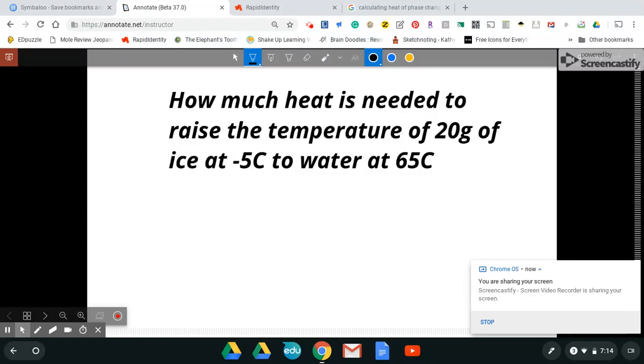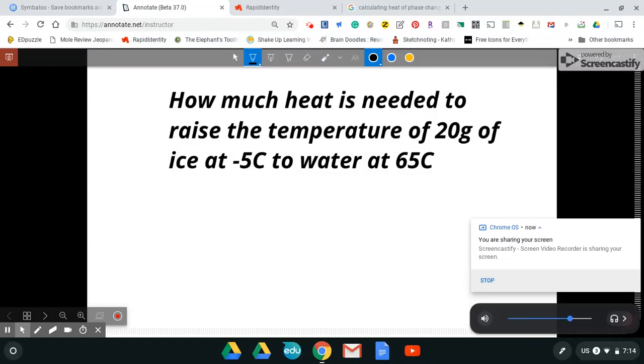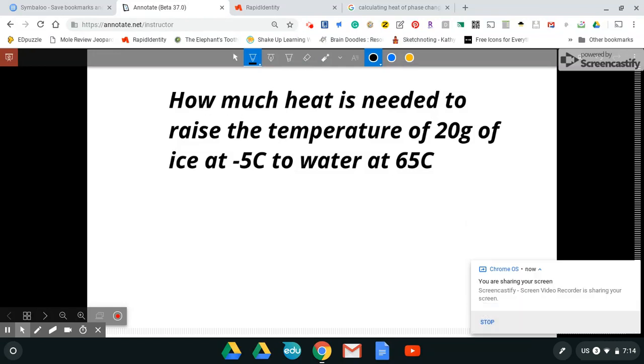Okay, so what I want to do today is talk about how we're deciding where we are on the phase change graph. I think that's where a lot of people are getting confused. All right. So, like I told you on Friday, first thing I want you to do is map out a graph. How much heat is needed to raise the temperature of 20 grams of ice at -5 degrees Celsius to water at 65 degrees Celsius?